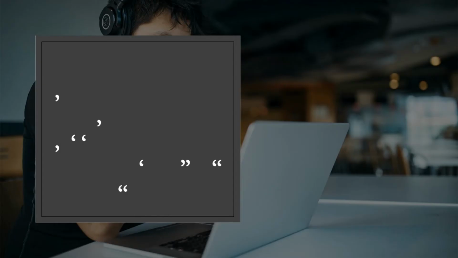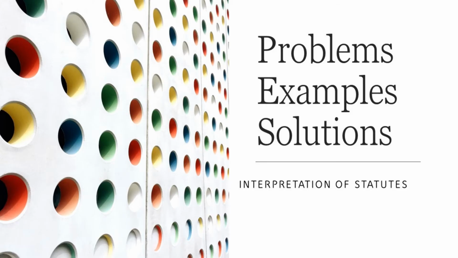But interpretation is not just about the commas. It's not just about the punctuation. These are only the simplest of the examples. We are going to look at the problems and solutions of interpretation throughout this course.